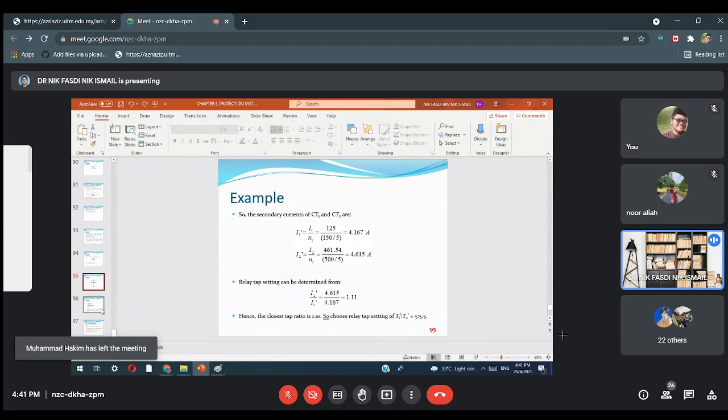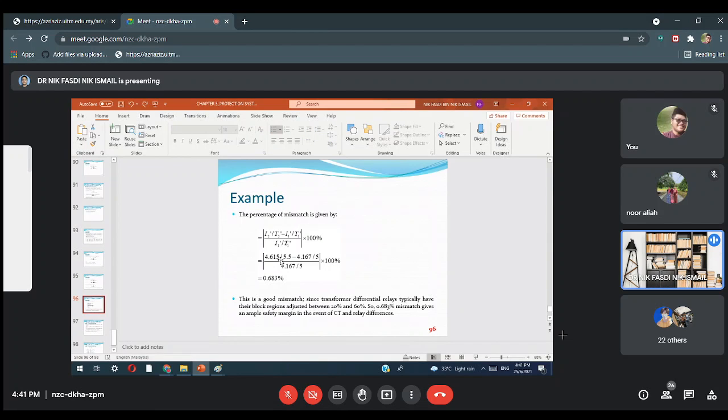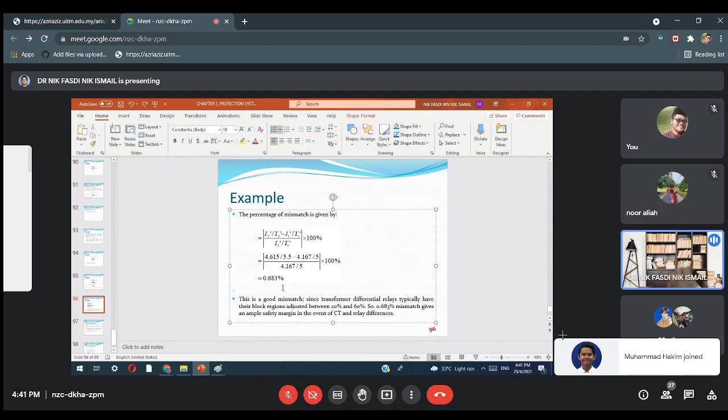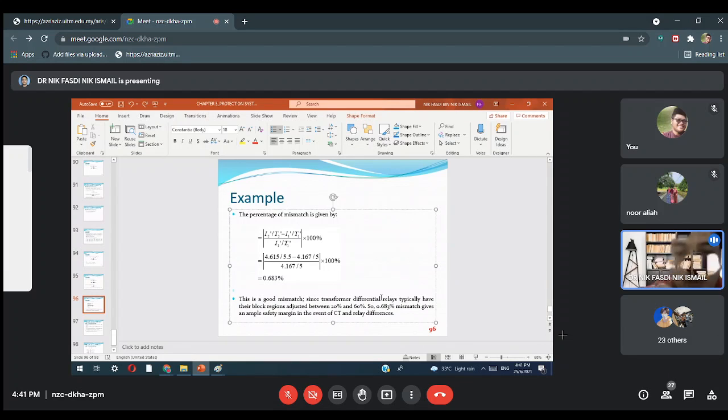Ikut balik pada soalan dia. Okay, ni ini dia. Alright, so that's why dalam this equation is 5.5. So you dapat mismatch is 0.683%. This is good mismatch since transformer differential relay typically have their block region adjusted between 20 to 80%. So 0.63 mismatch give an empty safety margin.